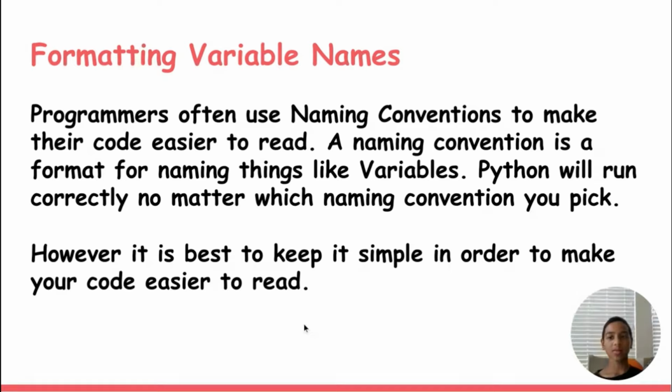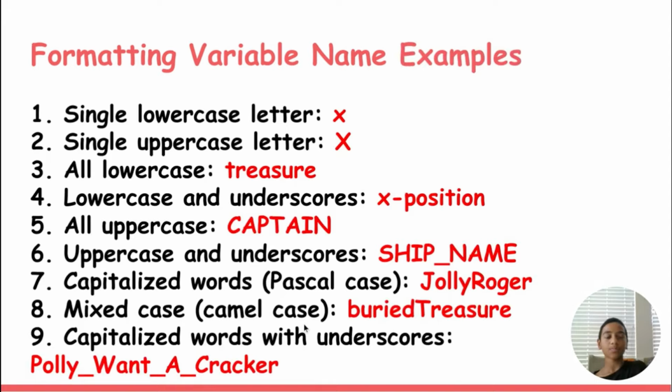Formatting variable names. Programmers often use naming conventions to make their code easier to read. A naming convention is a format for naming things like variables. Python will run correctly no matter which naming convention you pick. However, it's best to keep it simple. Like instead of putting something like my variable is very long, you can just put lives.